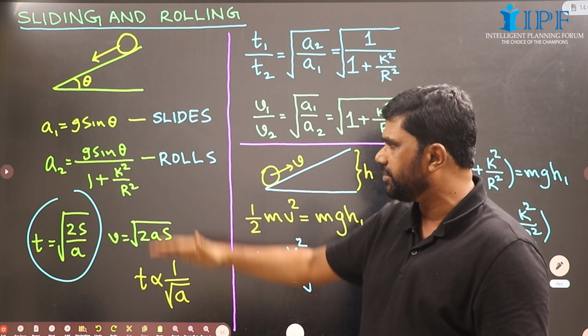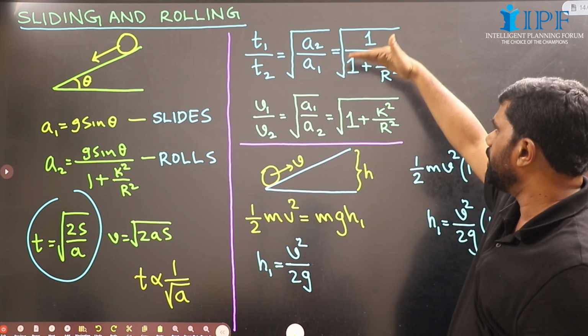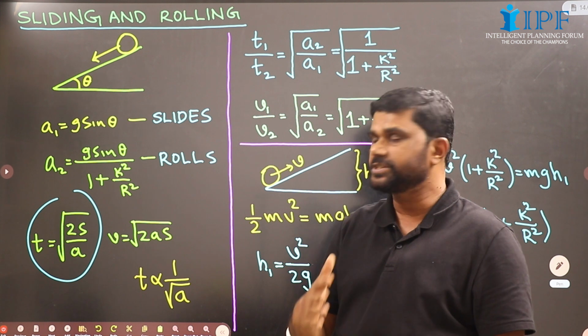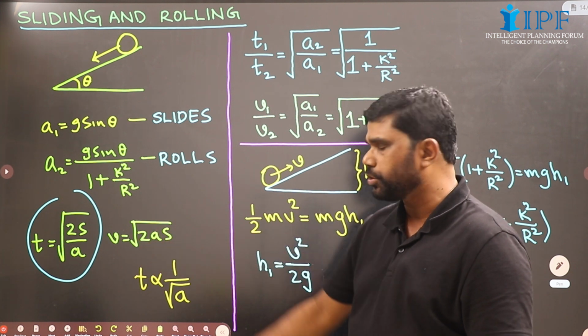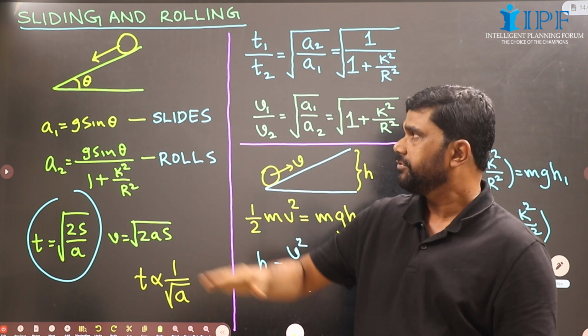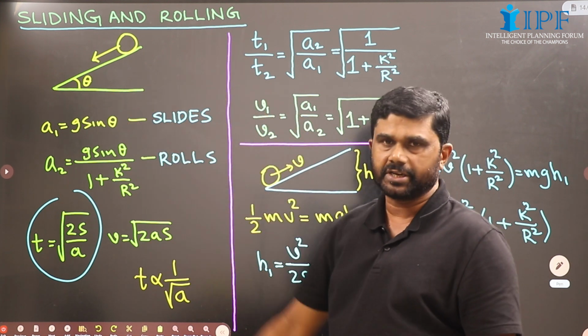So we will get 1 divided by 1 plus k square by r square, under root here. Now when the body reaches the bottom, its speed will be v equal to root of 2as. We have to consider two cases: when the body slides down the incline, and when the body rolls down the incline.